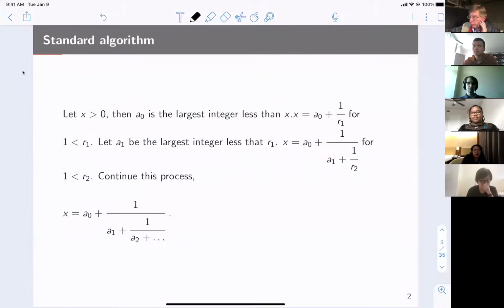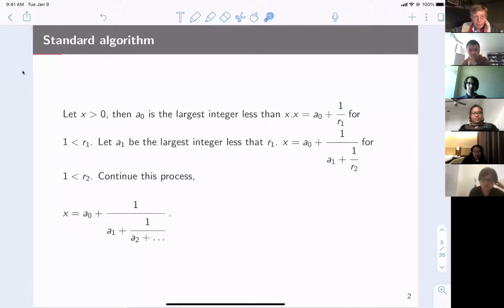We didn't see this presentation of continued fractions in the last talk, so that's good. This is the Euclidean algorithm way of generating continued fractions. You take some positive number, you find the largest integer less than it, and then you write x as that integer plus some error term. If our error is between 0 and 1, then 1 over that error is going to be greater than 1.